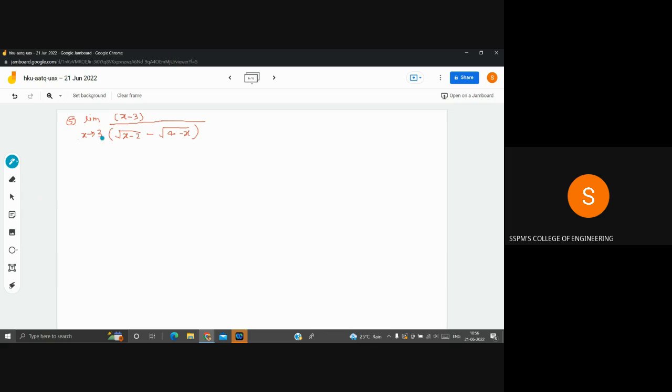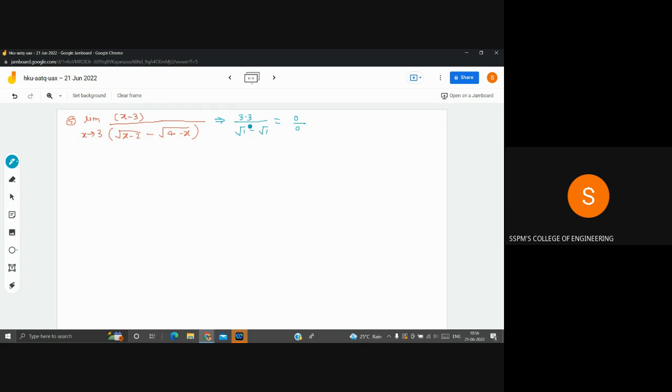Now in this case, when you apply the limit as x tends to 3, at the initial stage, 3 minus 3 upon root of (3 minus 2), which is 1, so root of 1, minus root of (4 minus 3). In place of x, when you substitute 3, 4 minus 3 is 1. So 3 minus 3 is 0 upon root of 1 minus root of 1, which is 0.